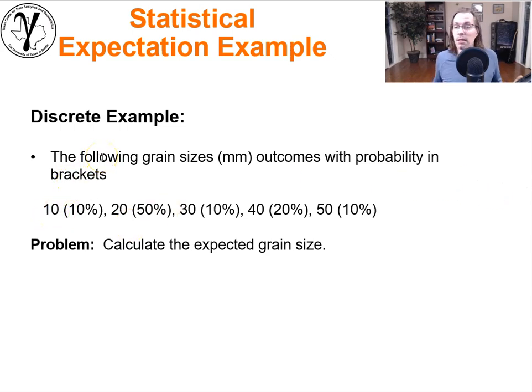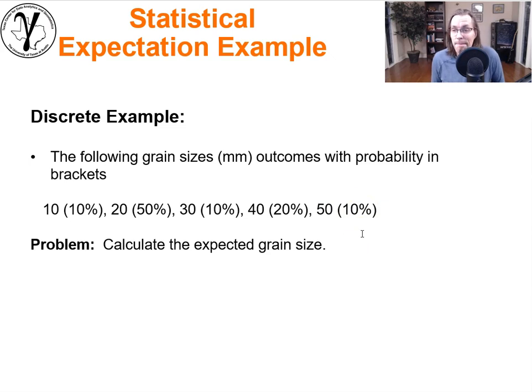We've just binned grain size into discrete bins. So the following grain sizes in millimeters are available to us from some type of a soil or crushed rock sample, or maybe a non-crushed rock sample. And so we have 10 millimeters with 10% probability, 20 millimeters with 50%, all the way up to pretty large size here, 50 millimeters with a 10% probability. Calculate the expected grain size.